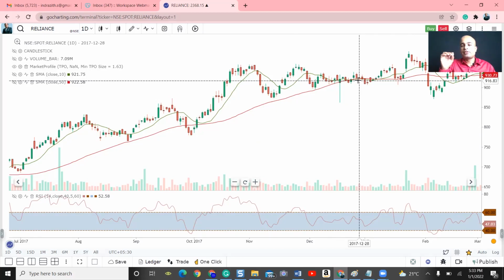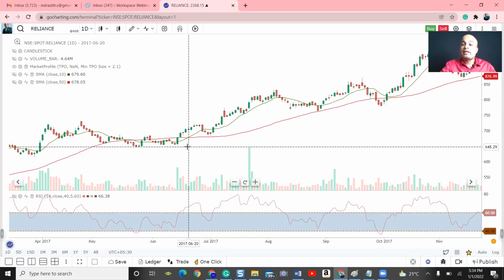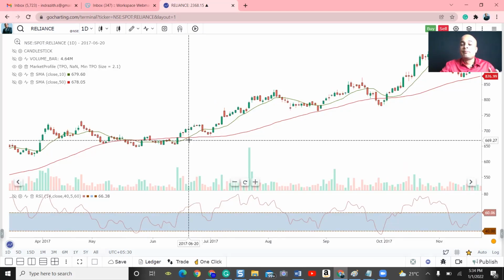One caution message: don't deploy all your capital in one trade. You should deploy a maximum of only 10% of your capital in one trade. I'm saying not risk, but deploying the entire capital. Let's say you have 1 lakh rupees in your trading account. Suppose you're taking a trade, then you should deploy only 10,000 for this particular trade.